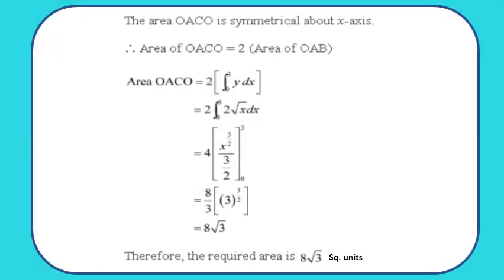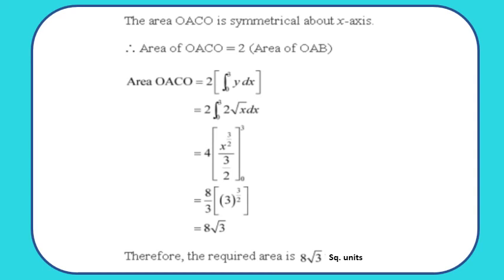This area OACO is symmetrical about what? X axis. So therefore area of OACO is equal to what? 2 times area of OAB. Therefore area of OACO will be equal to 2 times integral 0 to 3 y dx. Now y is equal to 2 under root x. So it becomes 2 integral 0 to 3 2 under root x dx.